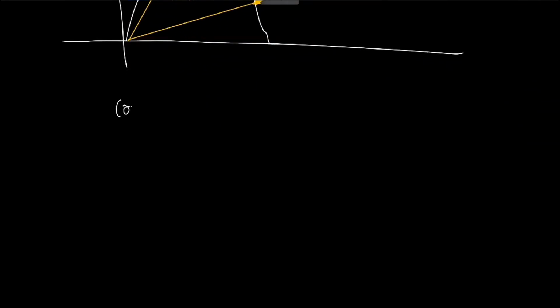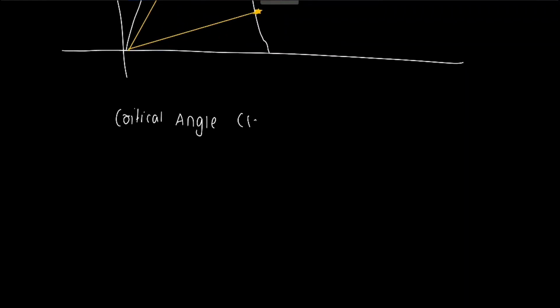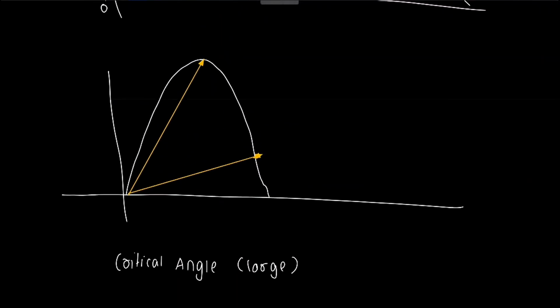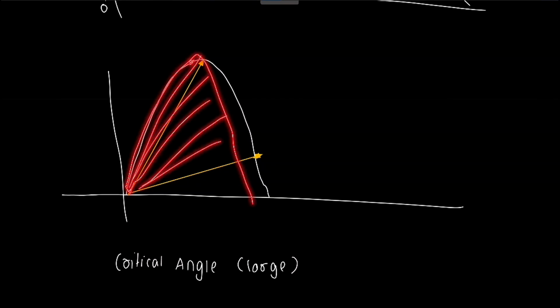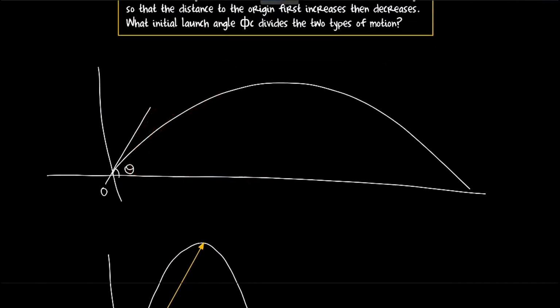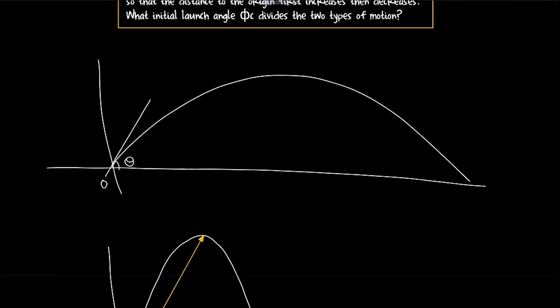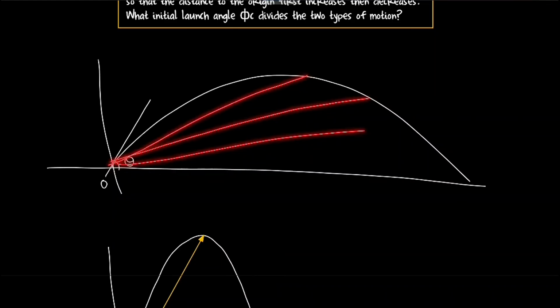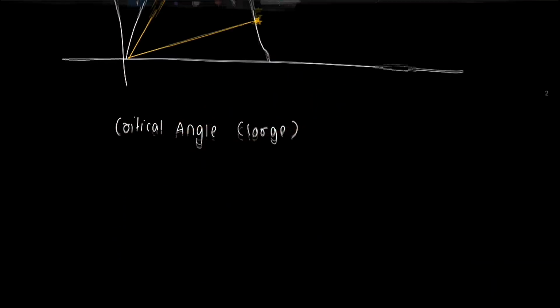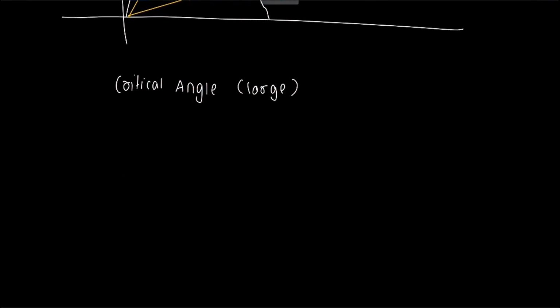That angle is called the critical angle, and it is a relatively large angle, since we realize that whenever the throw is steep, the distance goes on decreasing after a point, versus when the angle is smaller, the distance keeps on increasing. So that's pretty much the concept behind the projectile's critical angle.